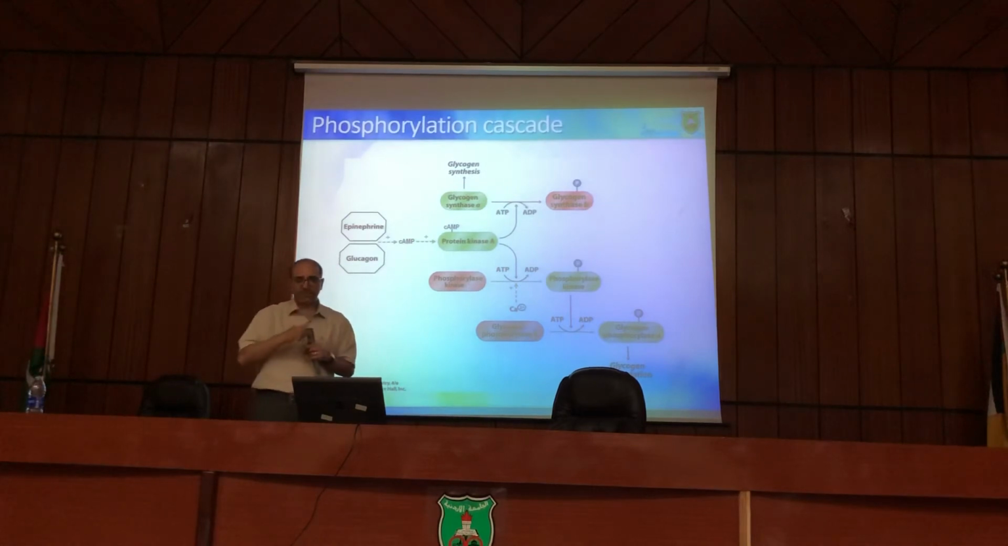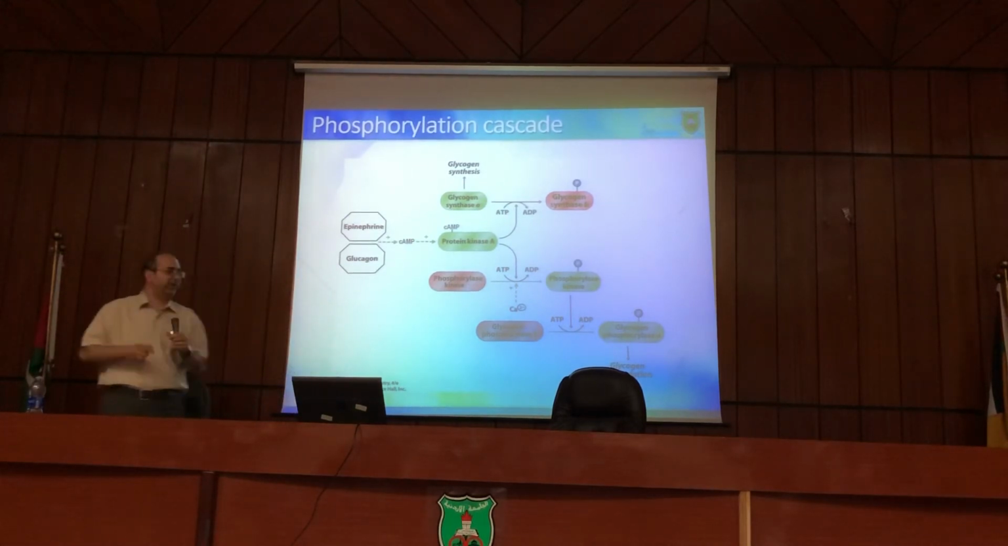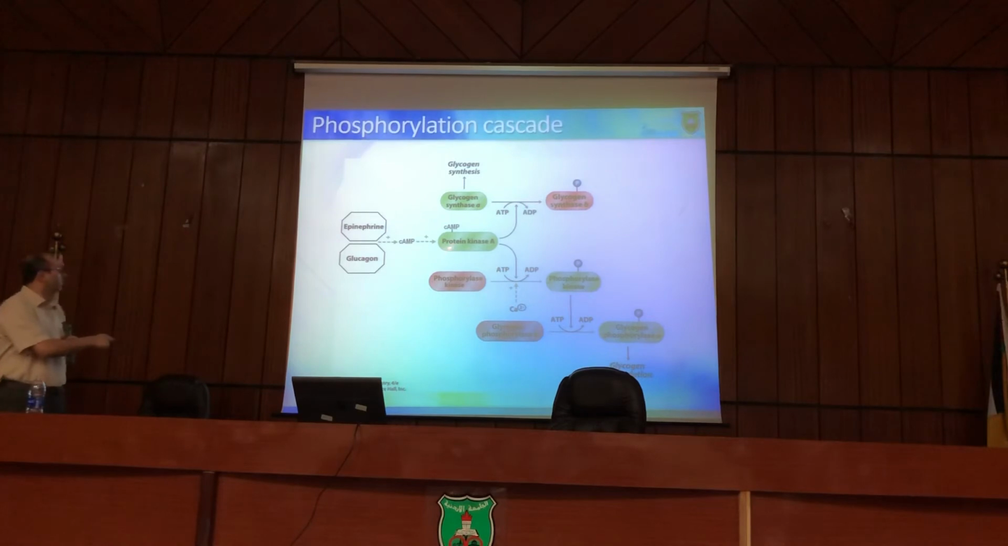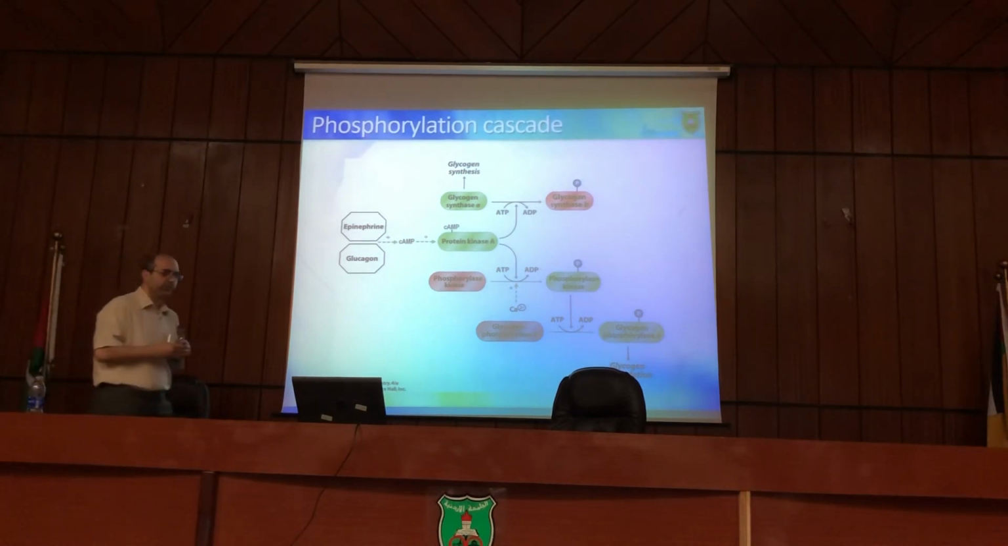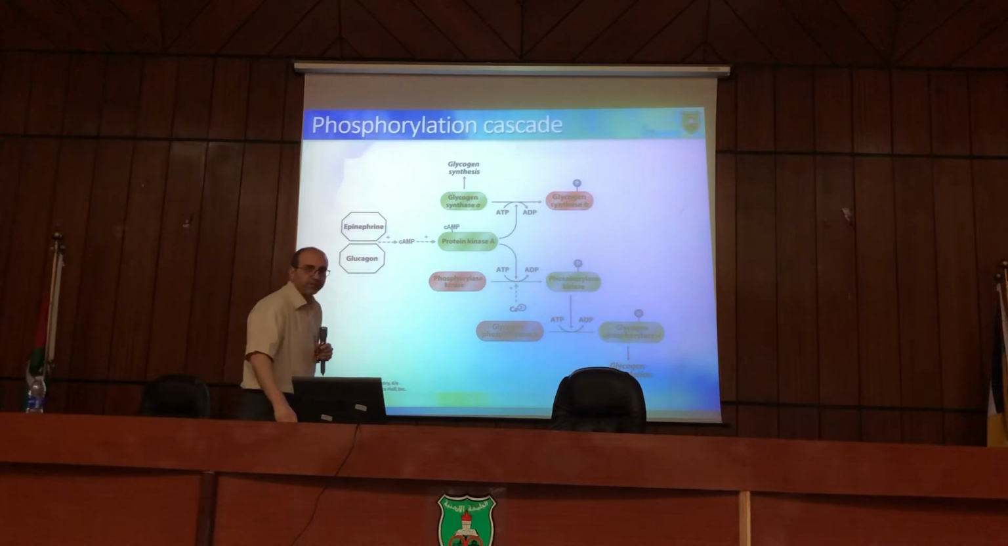Okay, so here we have a phosphorylation cascade, whereby protein kinase A phosphorylates multiple enzymes regulating glycogen synthesis or degradation ultimately. So this is an excellent example. Questions?